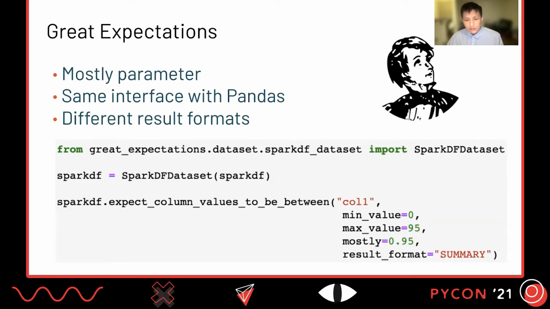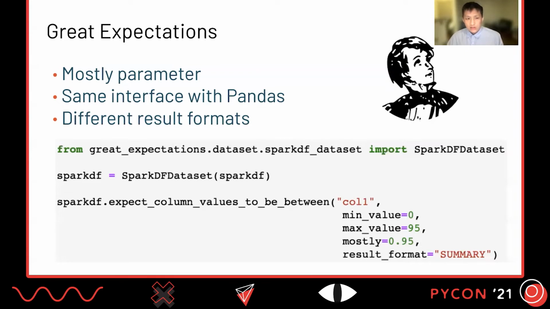So here we have a code snippet to demonstrate what using Great Expectations looks like. And this is an example of how you would use it in a notebook. So first you import the Spark DF dataset and you pass the Spark data frame to the Spark DF dataset. The Spark DF dataset inherits from the Spark data frame, meaning that you can perform all Spark operations on it as you normally would. But added to those operations, we also have these expectation methods that come with the Spark DF dataset. And here we're using the expect columns to be between call, and we're applying it on call 1, and we're giving a minimum value of 0 and a max value of 95.